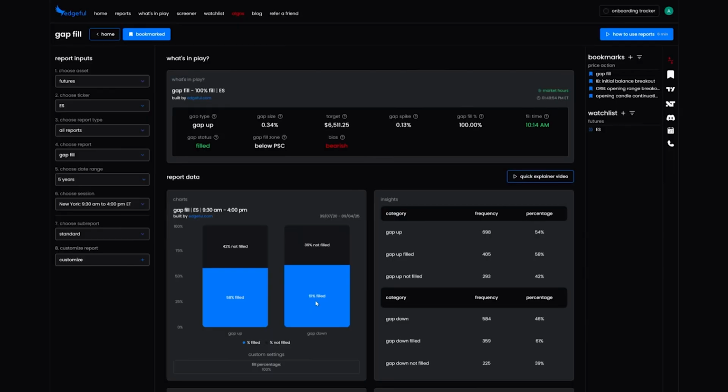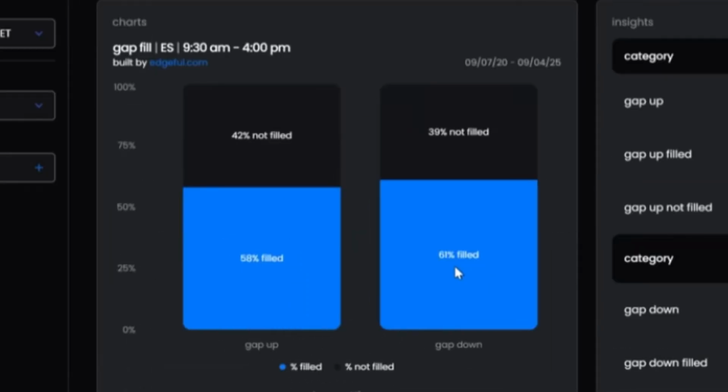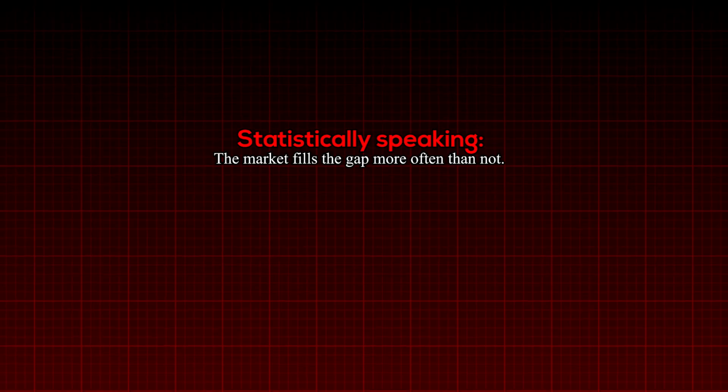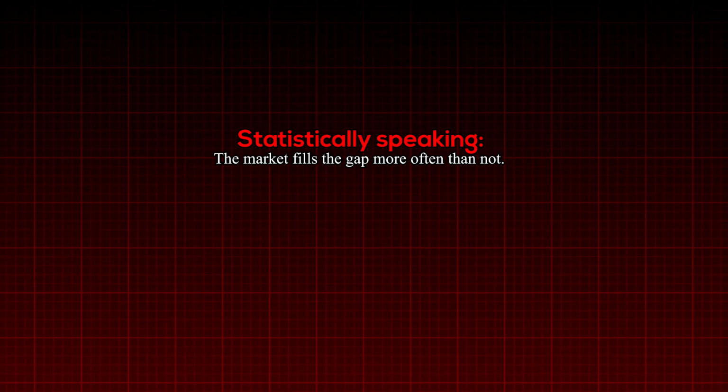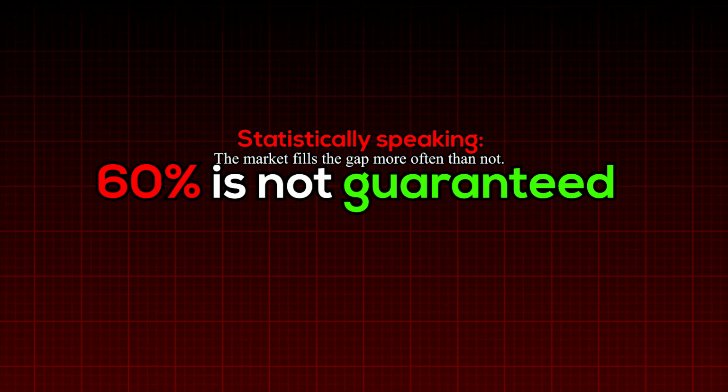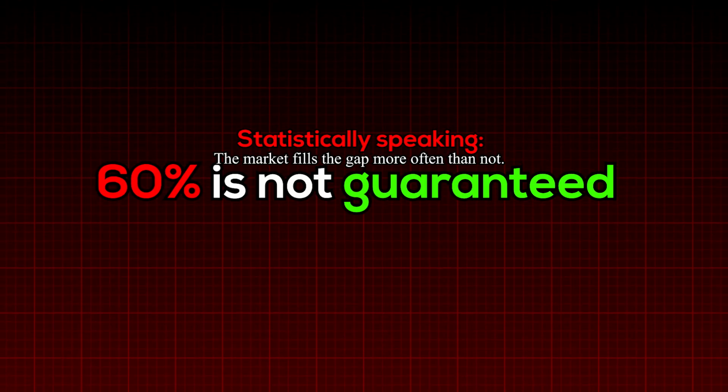On the S&P 500 futures, using historical session data, we can see that gaps are filled roughly 60% of the time. Looking at the statistics, gap ups are filled approximately 58% of the time. Gap downs are filled even slightly more often, around 61%. So, statistically speaking, the market tends to revisit the previous session's close more often than not. But this is where most traders misunderstand the concept. 60% does not mean guaranteed. It means there is a structural tendency.